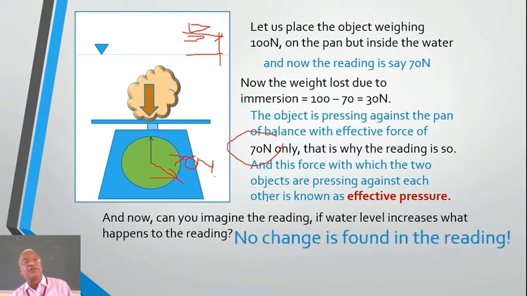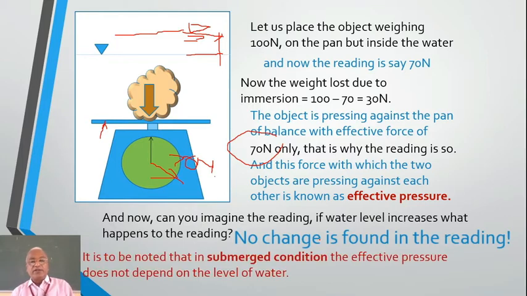That's interesting. Even though the water level increases here, right? Whatever goes up, it will be applying a pressure downwards, and the same pressure will be acting upwards also. Because of that, they get nullified, and this 70 newtons that is there will remain as it is. That is what happens.